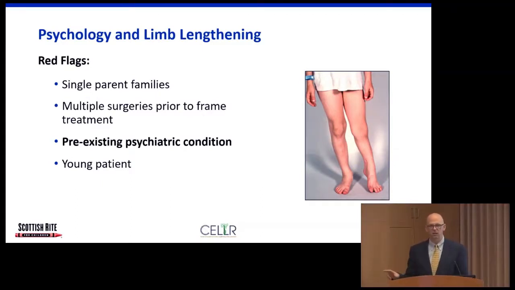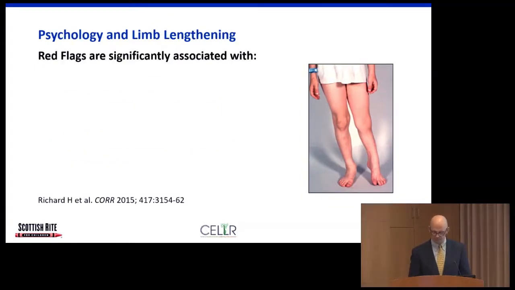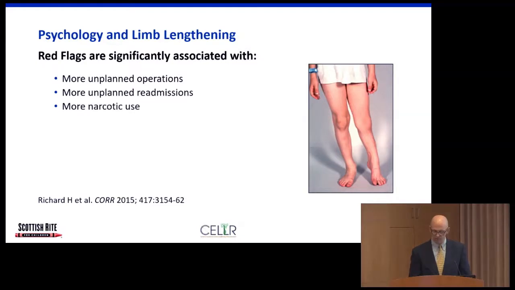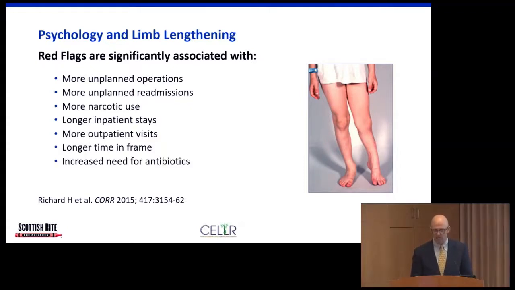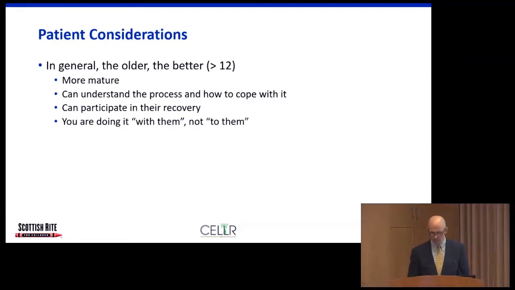It's not a contraindication to lengthening, but these are the things that need to be addressed because it affects the family and the patient, and these things affect outcomes. These red flags are associated with all of these things: unplanned operations, unplanned readmissions, more narcotic use, longer inpatient stays, outpatient visits, longer time either in their external fixator or before their weight bearing with intramedullary rods, increased need for antibiotics, poor outcomes. So again, it's incredibly important that we identify these patients ahead of time and work with them ahead of time.